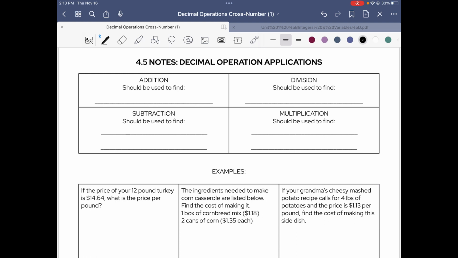What I want you to focus on most as we start this lesson is not how to do each operation. That was yesterday's lesson. Today, our goal is to use those operations and apply them to real-world problems. Most of them will revolve around Thanksgiving because Thanksgiving is coming up. There are 4 operations: addition, subtraction, multiplication, and division.